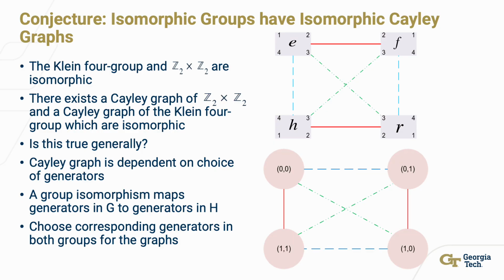But just as a sketch, we know that our Cayley graphs are dependent on the choice of generators, and that group isomorphisms map generators in one group to generators in another. So if we choose our corresponding generators and we generate our graphs using them, we should have this bijection. Let's look at that in more depth.